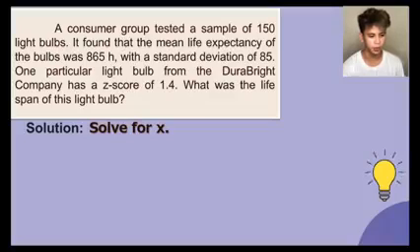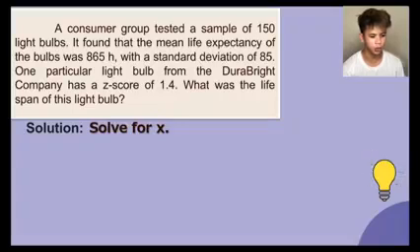Next problem. A consumer group tested a sample of 150 light bulbs. He found that the mean life expectancy of the bulbs was 865 with a standard deviation of 85. One particular light bulb from the Durabright company has a z-score of 1.4. What was the lifespan of this light bulb?